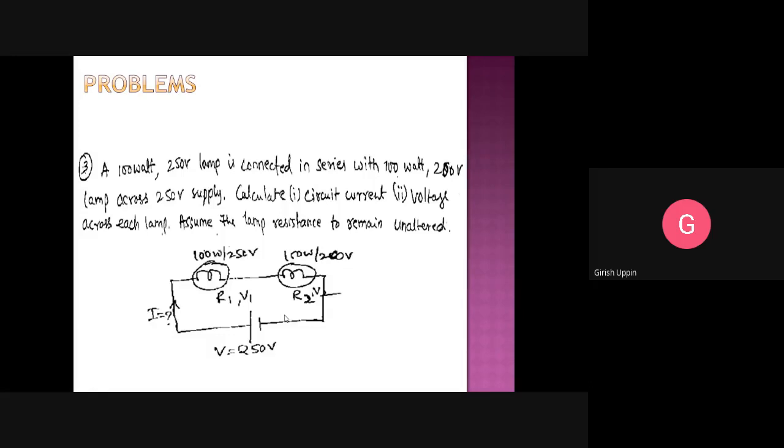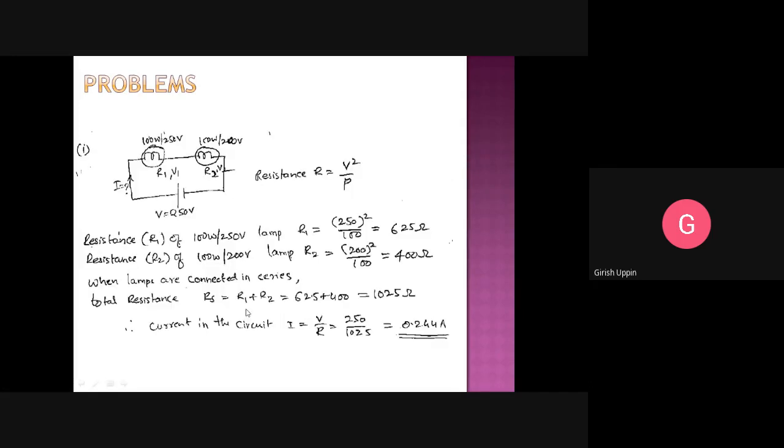How will you start with this problem? Okay, first you have to calculate the resistances. The first thing you have to calculate, they have given the power as well as the voltage. If you remember the power equation, P is equal to V into I, or P is equal to I square R, or power P is equal to V square by R.